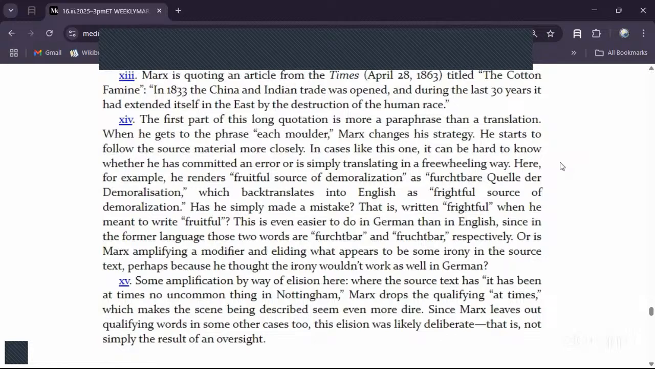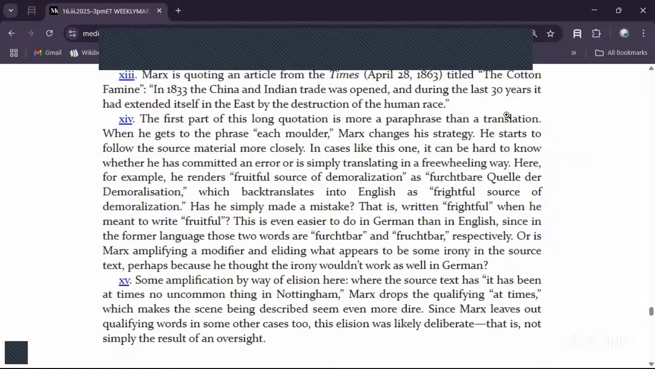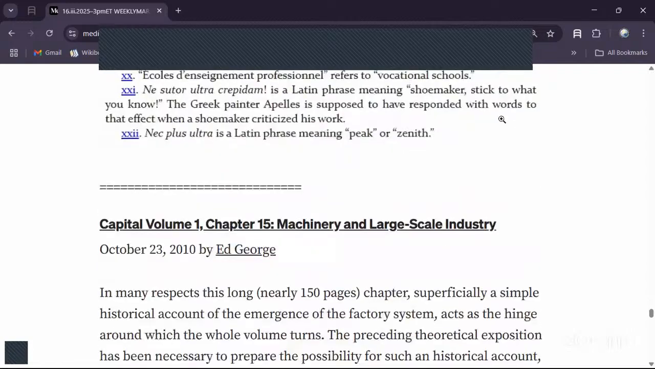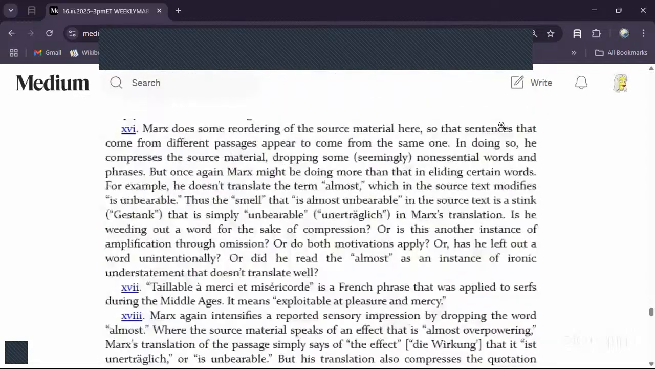Some amplification by way of elision here, where the source text has "been at times no uncommon thing in Nottingham." Marx drops the qualifying "at times," which makes the scene being described seem even more dire. Since Marx leaves out qualifying words in some other cases too, the elision was likely deliberate. That is, not simply the result of oversight. We're almost at the end here, you can see, and I'll stop.